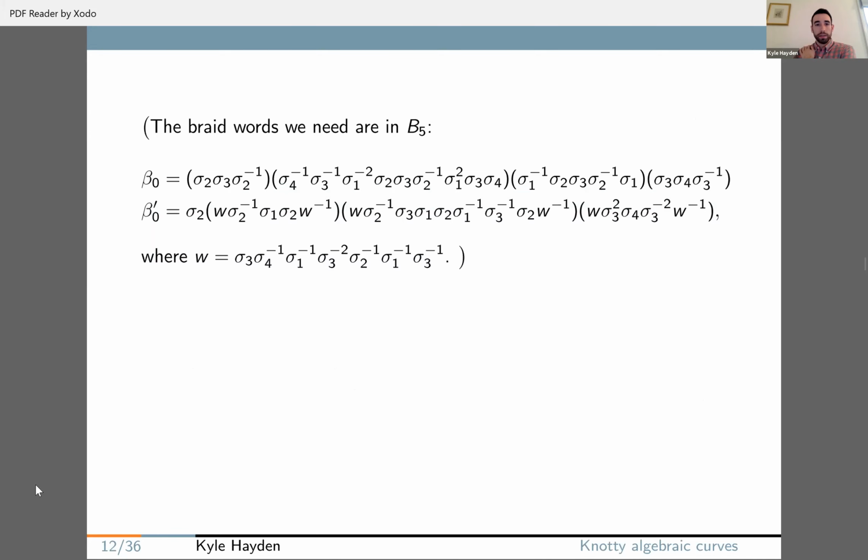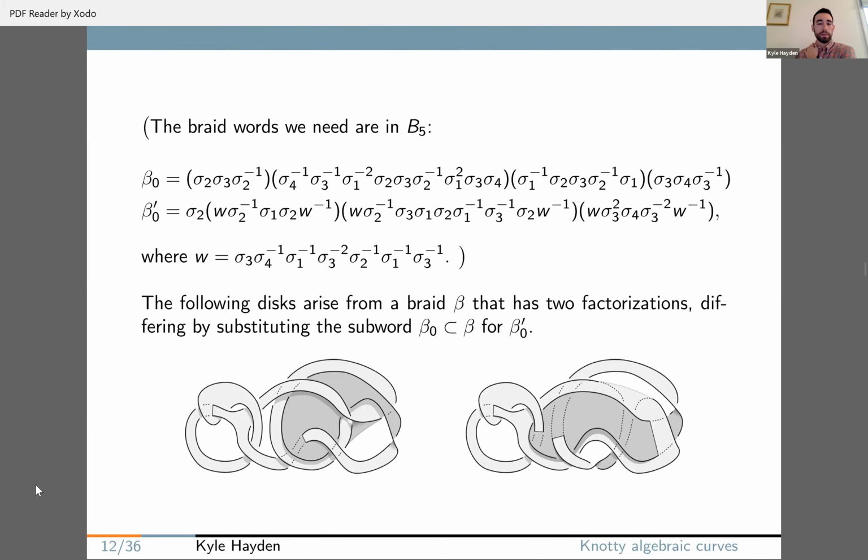All right, so just repeating the difference. So where do these disks in particular that I'm drawing down here come from? These come from some larger braid word that contains those 2 braid words, beta naught and beta naught prime, and we swap out just the sub-factorization. That's connecting the dots there.